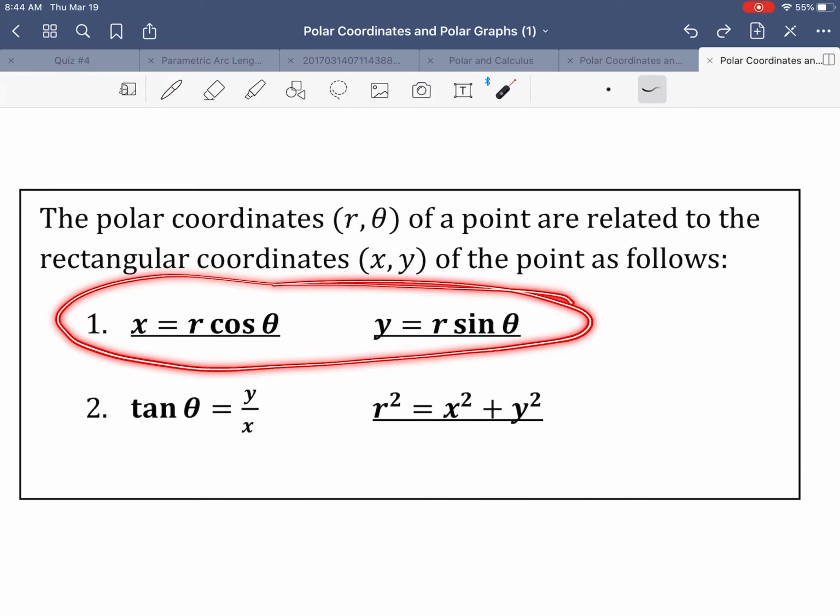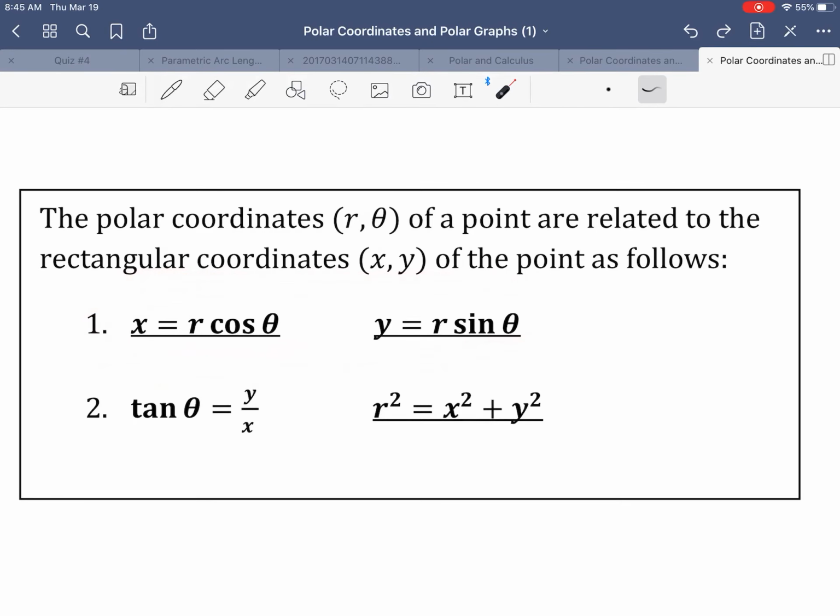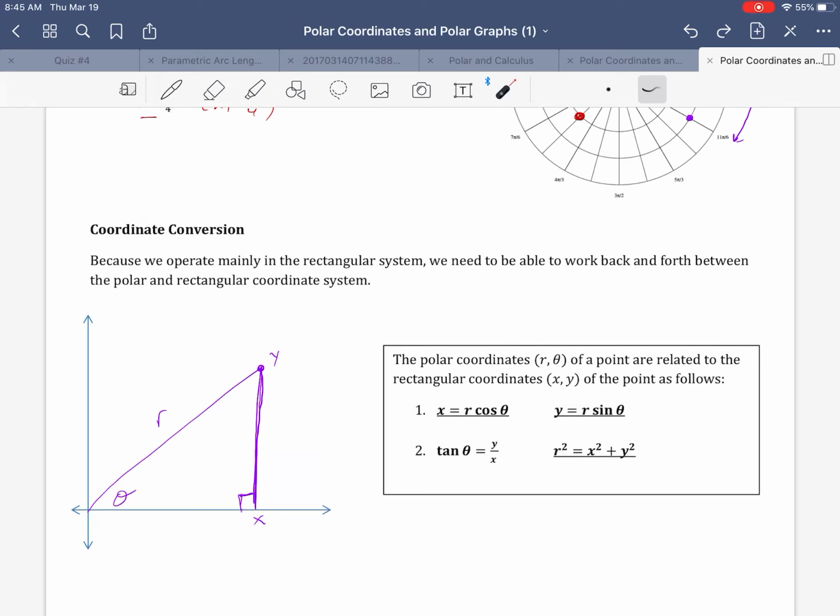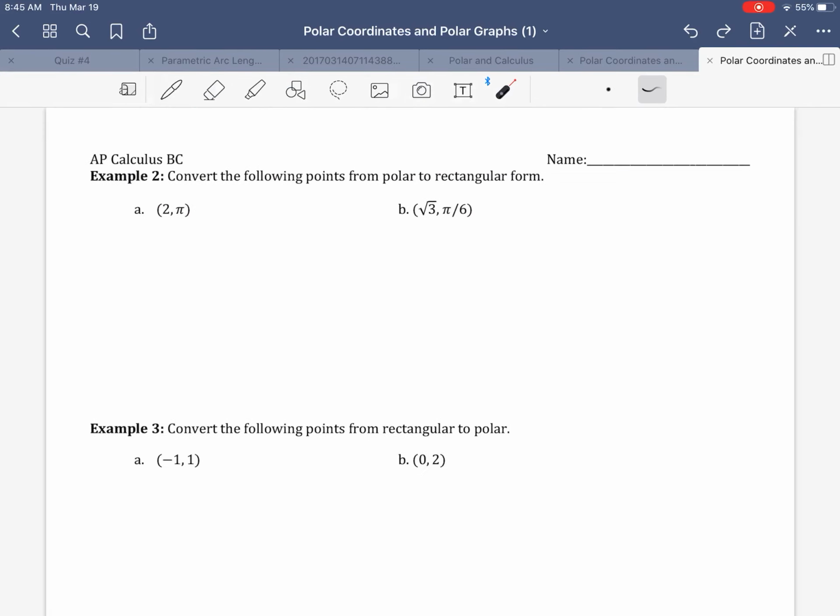Now, these two are really important. On FRQs, sometimes you'll get a point just for writing that down, even if you don't wind up using them at all. So make sure you know that x is r cosine theta and y is r sine theta. It also makes sense because y is your up and down, that's sine. x is your left and right, that's cosine.